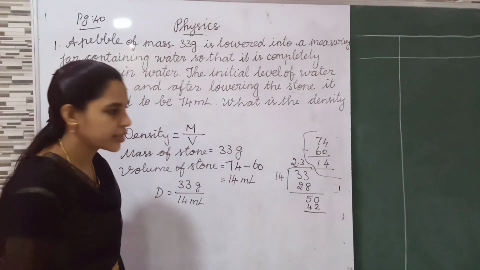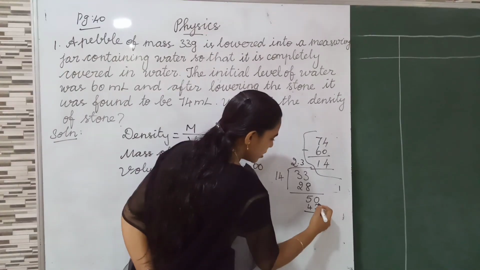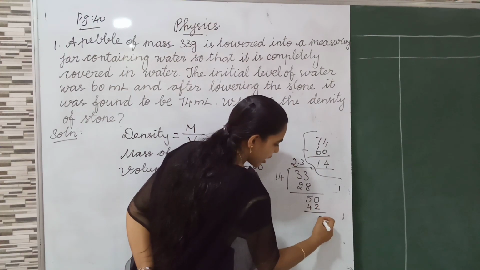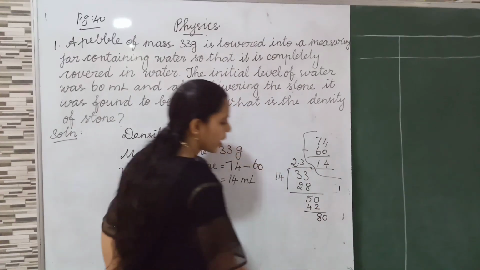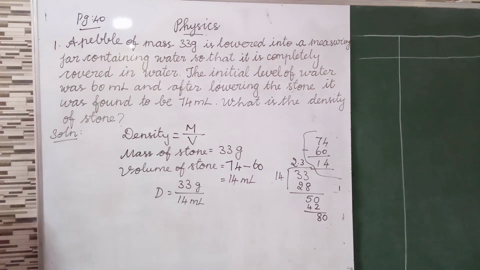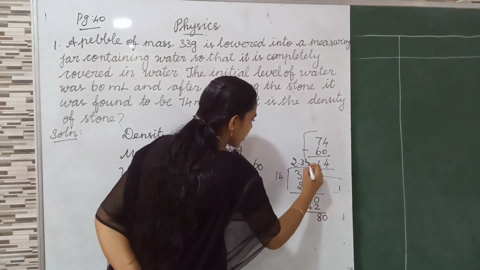Again we have to subtract this number. 10. 10 minus 2, 8. Again we have to write 0. Okay, what is the number here? We have to divide the number with 5.